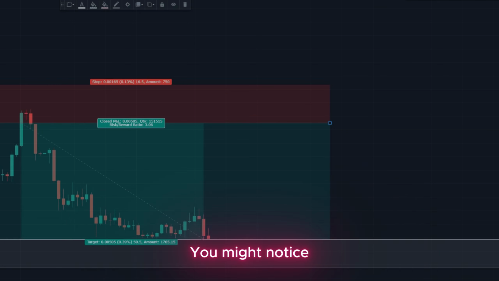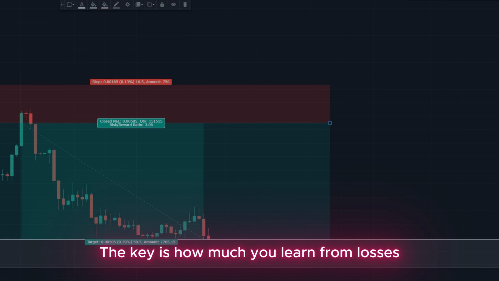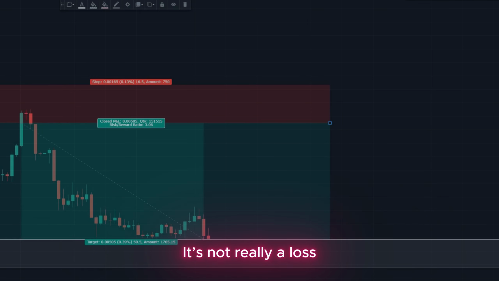You might notice, there are times when the market doesn't favor us at all. Losses can be minimized, but they can't be avoided. But that's not a problem. We make money in the market over months and years. Short-term losses are something everyone encounters. The key is how much you learn from losses. If you lose but learn something valuable, it's not really a loss.